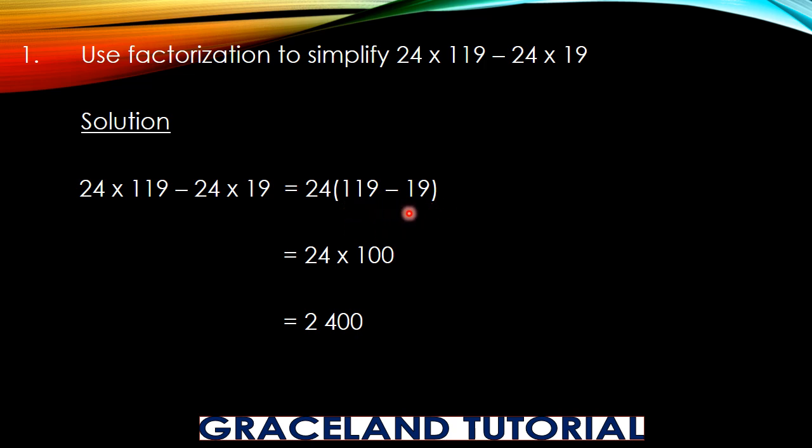Now, 119 minus 19 in the bracket will be 100. So, this is going to be 24 times 100. Don't forget, the bracket means times. 24 times 100. 24 times 100 is equal to 2,400. 2,400 is as easy as that.